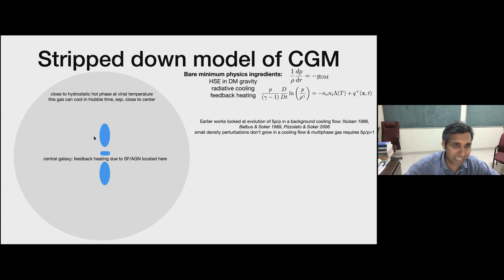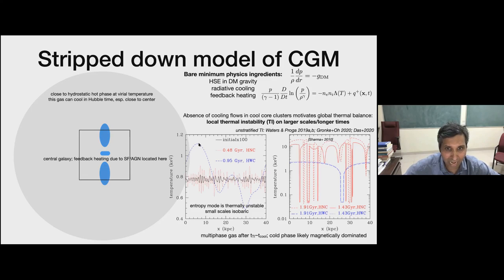But the presence of these bubbles, AGN bubbles, shows that heating is also very, very important in galaxy clusters. And because of the lack of cooling flow, one should consider thermal balance as the state around which you perturb your system, right? So the earlier models were perturbing the wrong equilibrium, basically. And an equilibrium with thermal balance is more motivated, at least for galaxy clusters.